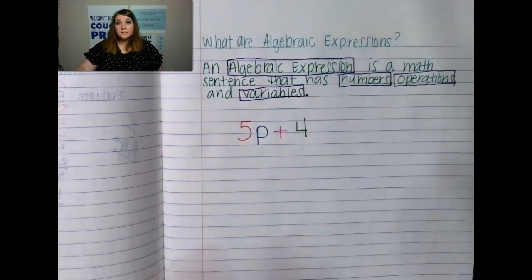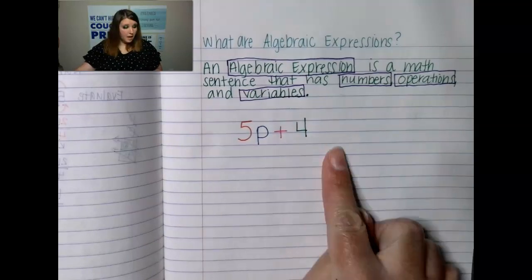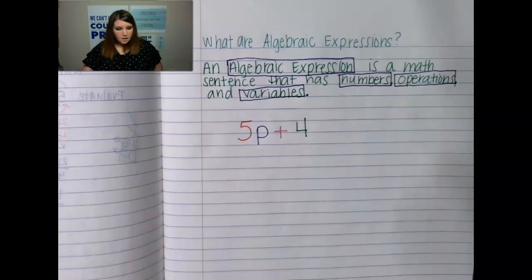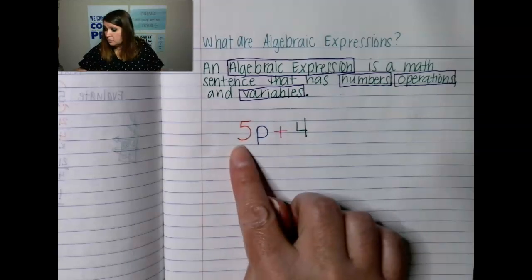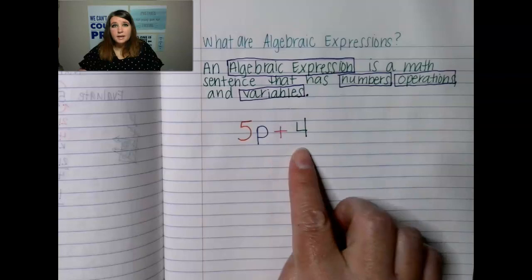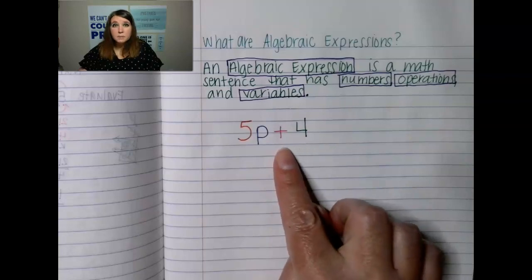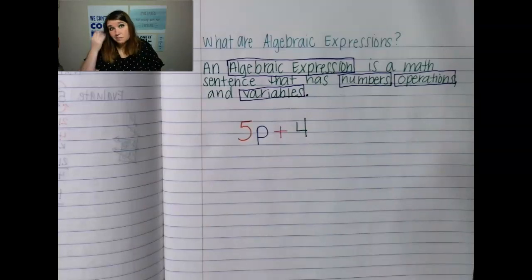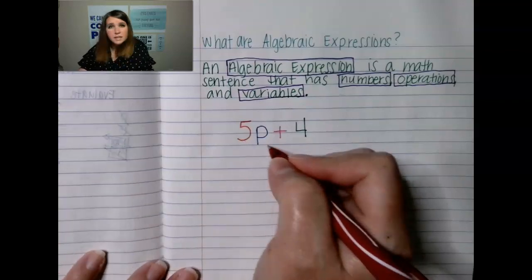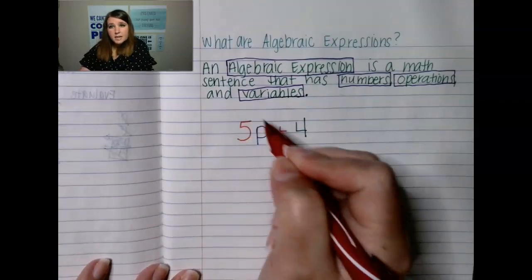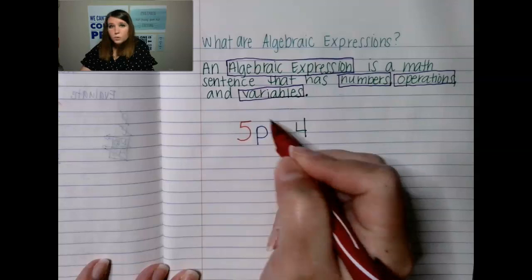All right, this is an example of an algebraic expression. It has everything in there. It has numbers, it has letters, and it has an operation. Sometimes it could be multiplication, sometimes division, sometimes subtraction. So let's talk about this first number right here. This number stuck to a letter is a coefficient.